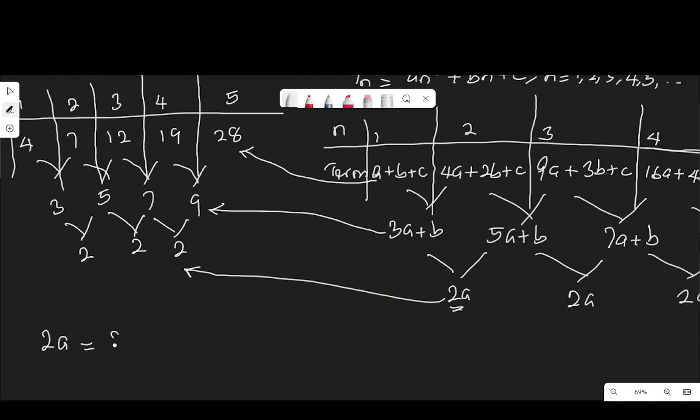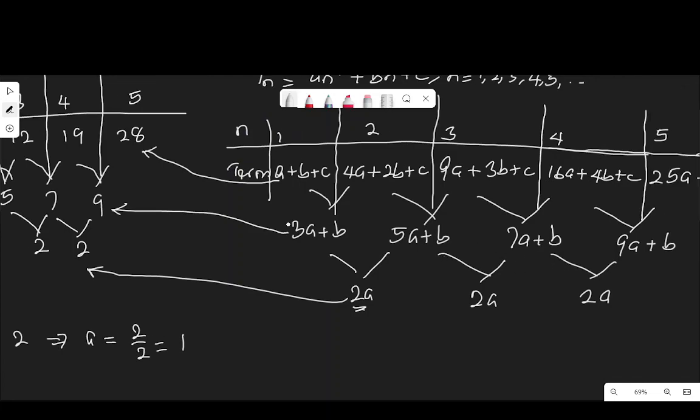2a is equal to 2. That means a is equal to 2 divided by 2, which is 1. Now, comparing this second row, 3a plus b corresponds to 3 here, 5a plus b corresponds to 5 here, 7a plus b corresponds to 7 there, and 9a plus b corresponds to 9 here.